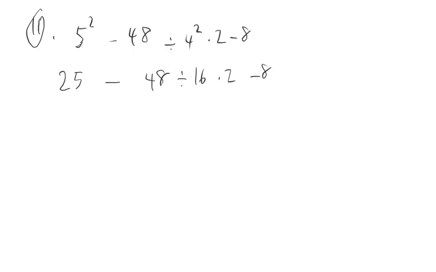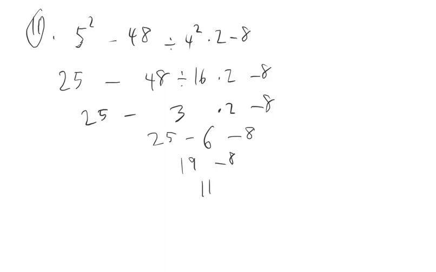So 48 divided by 16 equals 3. So you're left with 25 minus 3 times 2 minus 8. Then you do the multiplication next. So 3 times 2 is 6. So you have 25 minus 6 minus 8. So 25 minus 6 is 19 minus 8. So 19 minus 8 is 11. So that's cool. The answer to problem 11 is 11.